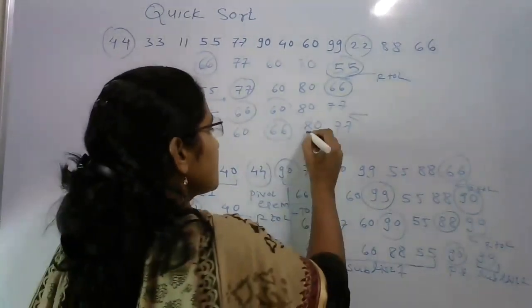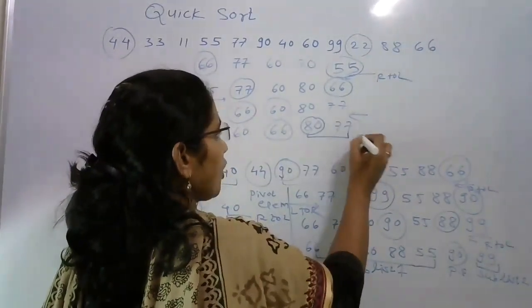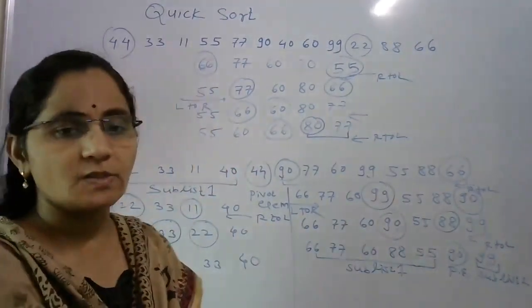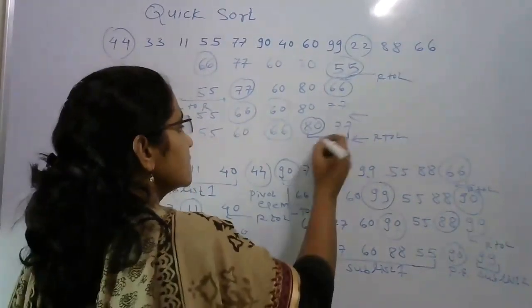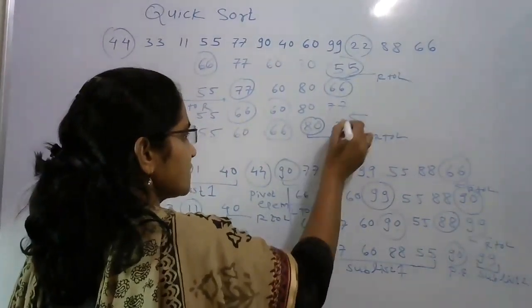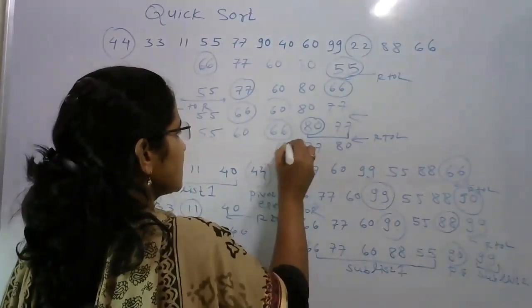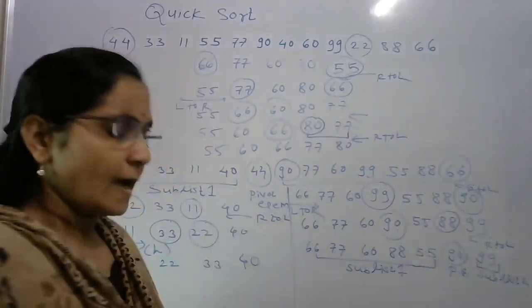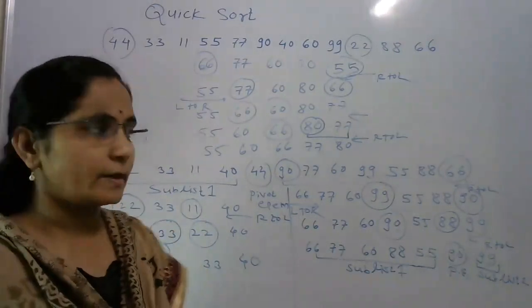Here, this sublist we have to solve again. So 80 is the pivot element. Start from right to left and stop the comparison when you get the small element. So yes, 77 is the smallest element, so we exchange both the elements. So 77 is here, 80 is here. Now the list is 66, 60, and then 55. And now finally your whole array gets sorted.